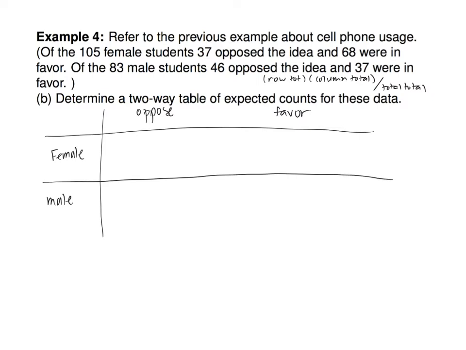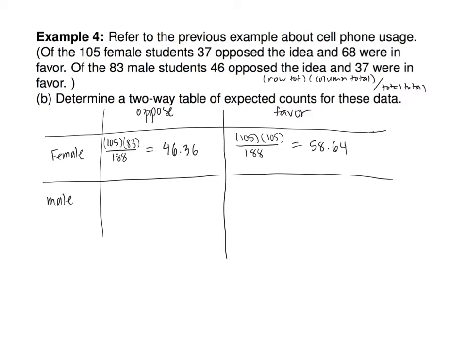Okay, so for female oppose, the row total there is 105. The column total is 83, divided by the total of 188, which comes out to be 46.36. So if that null hypothesis of no difference was true, you'd expect about 46.36 people to fall in the female opposed category. For favor, the row total is 105. The column total is also 105, divided by 188. This gives us 58.64.